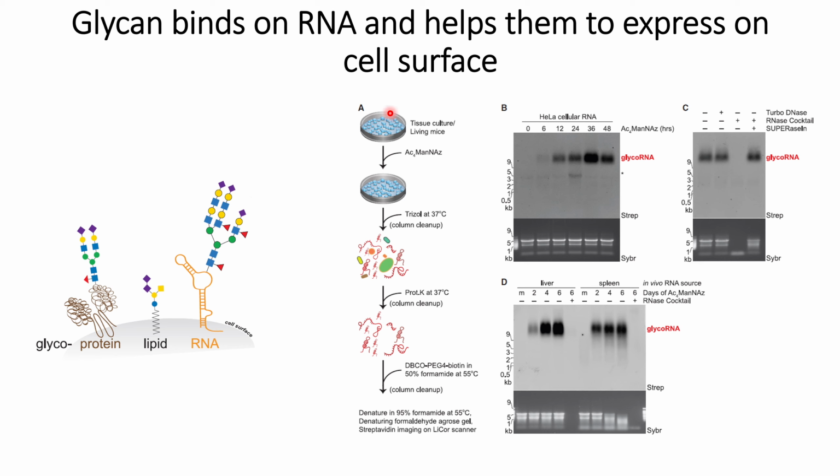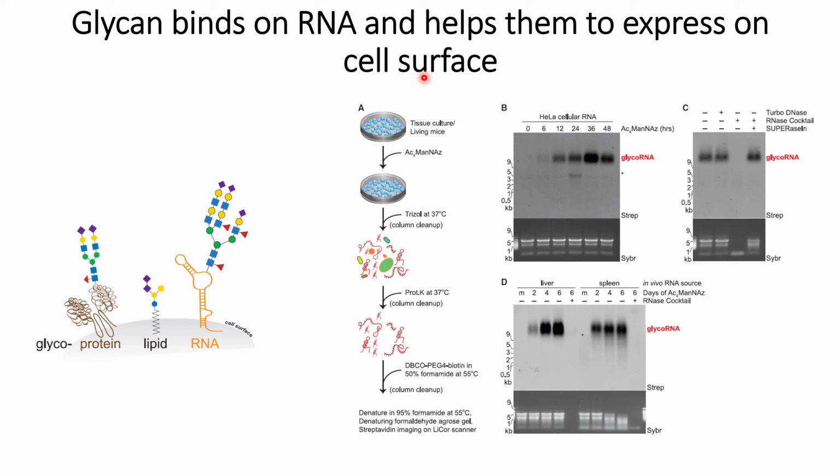So let us now discuss the experimental procedure they used and the evidence they used to show that RNA can express on the cell surface with the help of glycans. They grow cells in cell culture medium, and they have also done their experiments on live mice, an animal model. Let us first discuss the experimental procedure considering only the cell culture growth experiment.